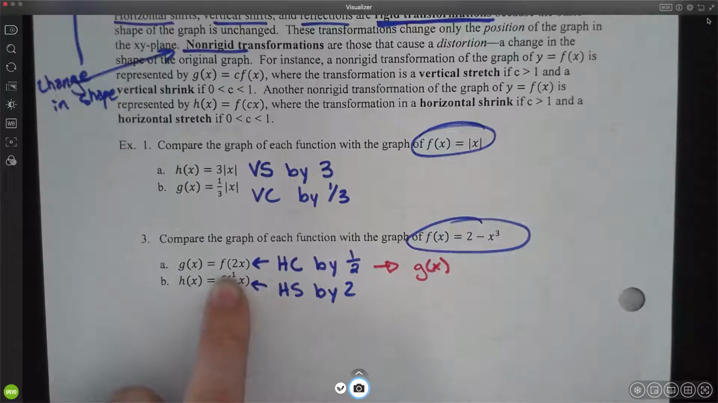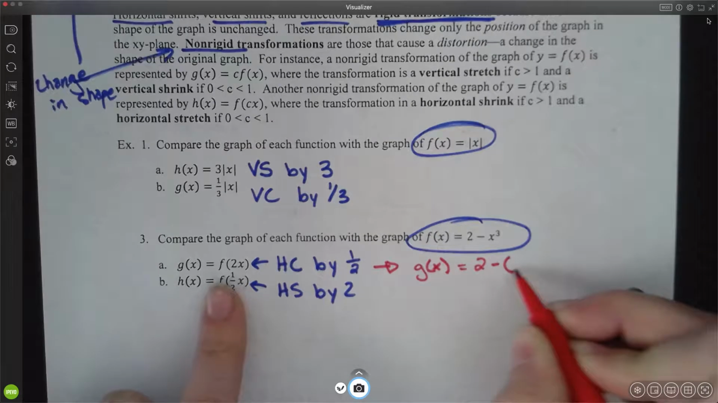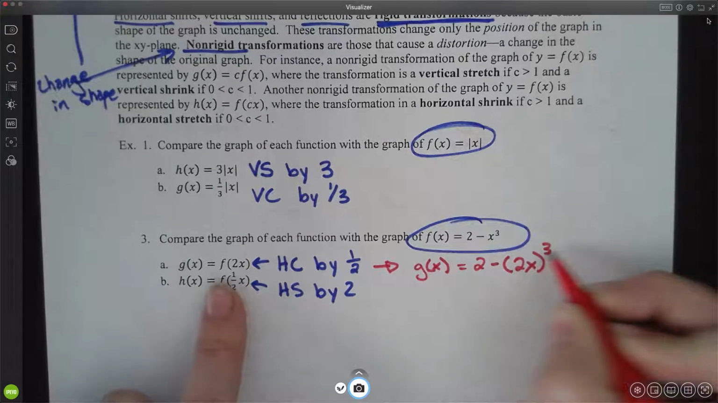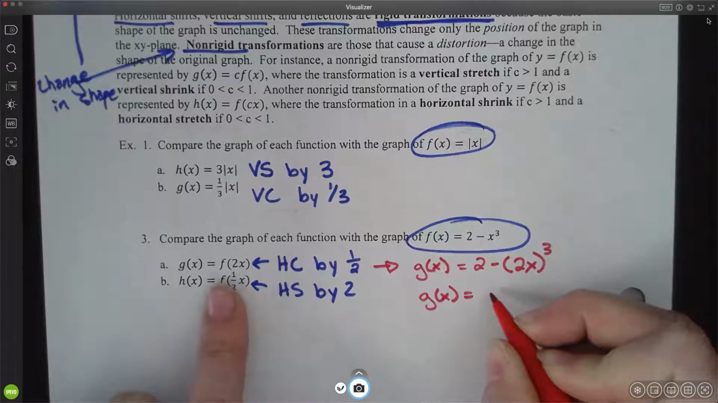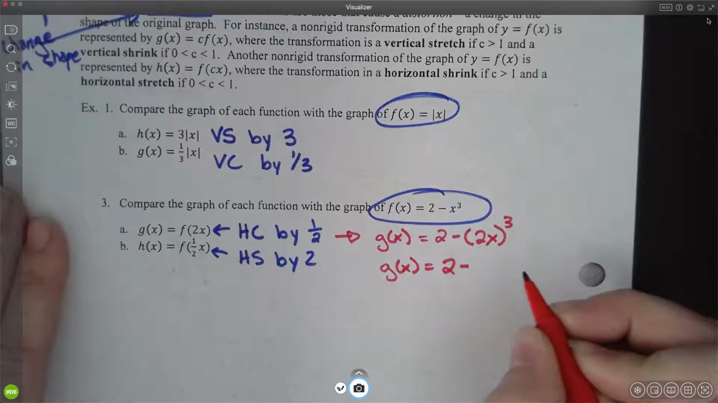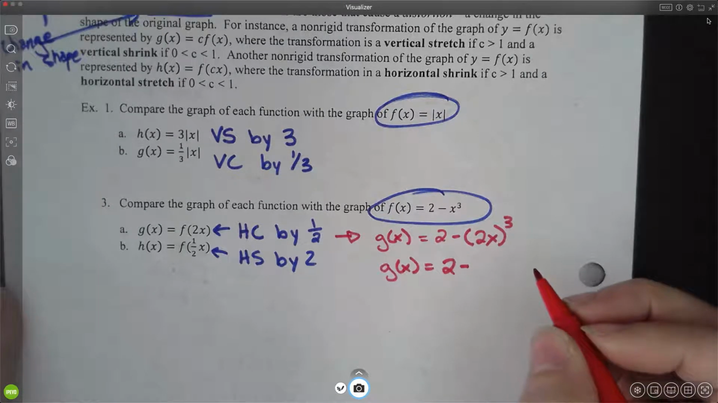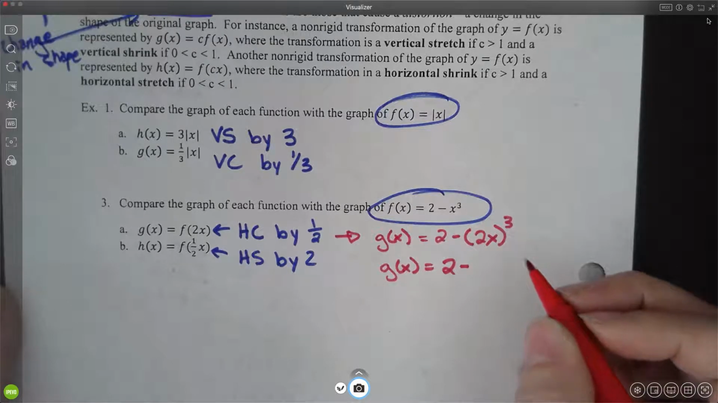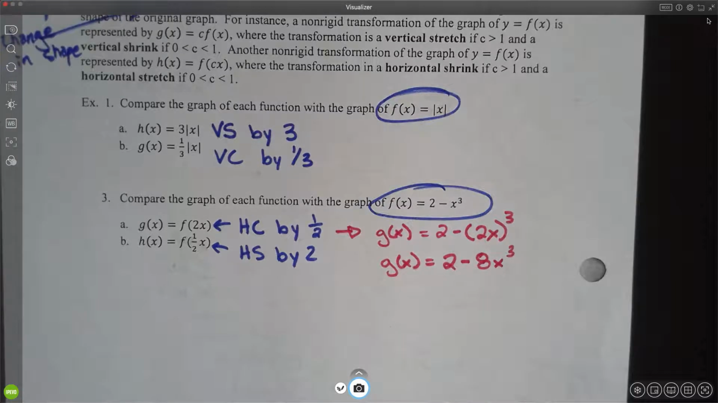This is how this works. So, equals 2 minus 2x to the third power. But we're going to rewrite him. G of x equals 2 minus 8x to the third power. We're going to cube both pieces, so cube the 2, cube the x. And that's all that we can do for that first part.